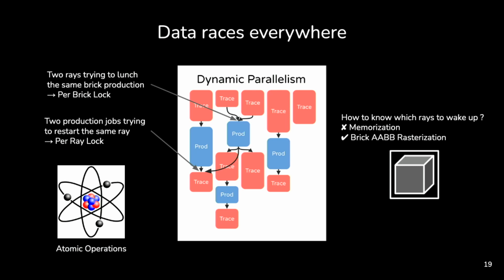Also, with our new scheme, we have to think about how to know which rays to resume when a production has finished. With GigaVoxels, they could just use a full screen pass, but we cannot do that. So we tried lots of schemes using memorization, trying to record which rays were waiting for which bricks, but it wasn't really working. So in the end we just decided to relaunch all the rays that are covered by the screen space bounding box of the brick, and it worked much better.